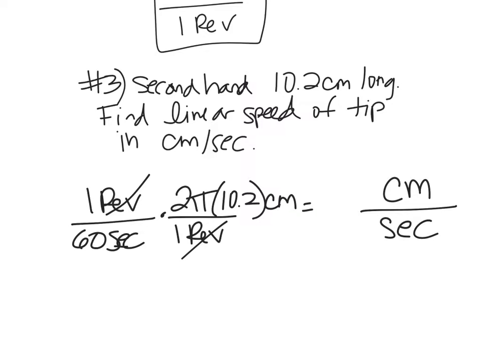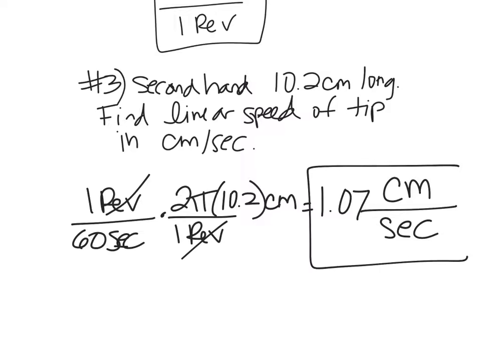By the way, the book teaches this a totally different way. So if you like that way, that's great. I like to set it up like this because I like to reduce my units out. All right, and then you just multiply and divide. So 2 pi times 10.2 divided by 60. So it's about 1.07 centimeters per second. That's how fast it's going around the clock.